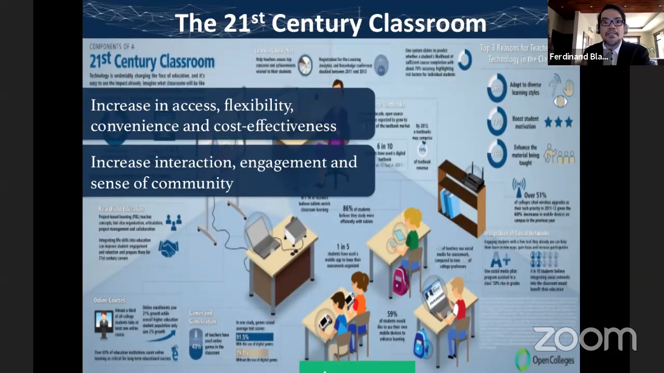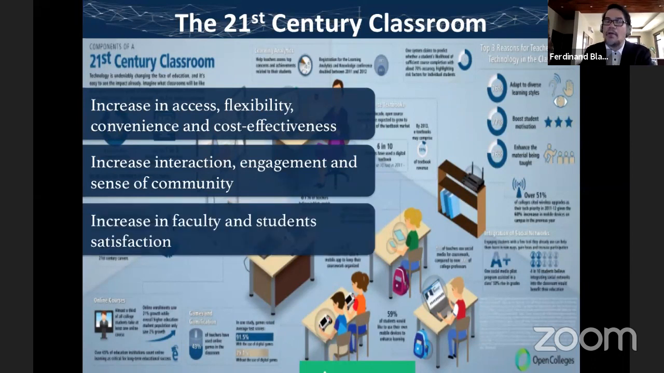It also increases interaction, engagement, and a sense of community. Our learners of today, which are the millennials and Gen Z, would do collaboration in all aspects of their lives. They would do online gaming collaboratively. They would do chatting collaboratively, even dating collaboratively. And this technology gave them that sense of heightened interaction, engagement, and sense of community.